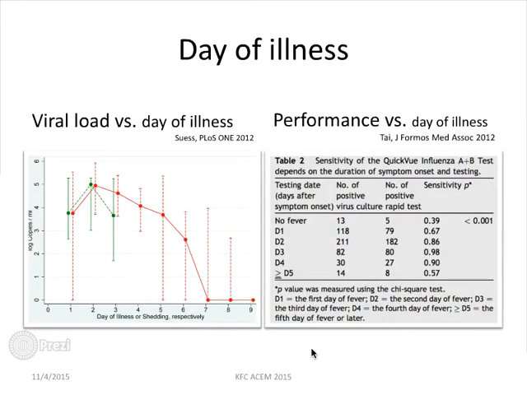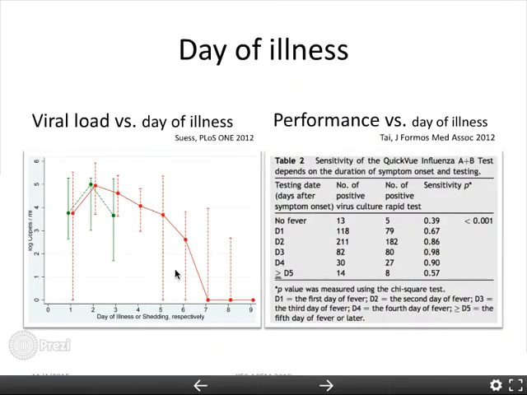So how about the day of illness? Many researchers have indicated that the day of illness has much influence on viral shedding. For this specific study, you can see for seasonal flu or the novel H1N1 influenza, you will have the highest viral load on the second day of illness. In another study performed in Taiwan about 3 years ago, the result for one specific rapid antigen test turned out to have very low sensitivity on the first or even second day of the illness.